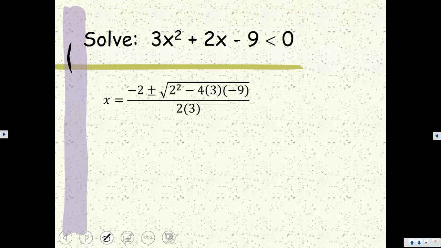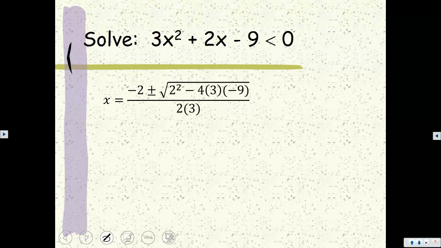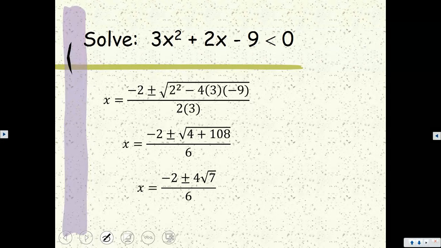And I hope you try the quadratic formula. I did it like this. The opposite of b is plus or minus the square root of b squared minus 4 times 3 times negative 9, all over 2 times 3. And negative 4 times 3 times negative 9 is an addition problem because you have negative 4 times negative 9. So we have 4 plus 108, and that's 112. And 16 goes into 112 7 times. So you can simplify a little bit further.